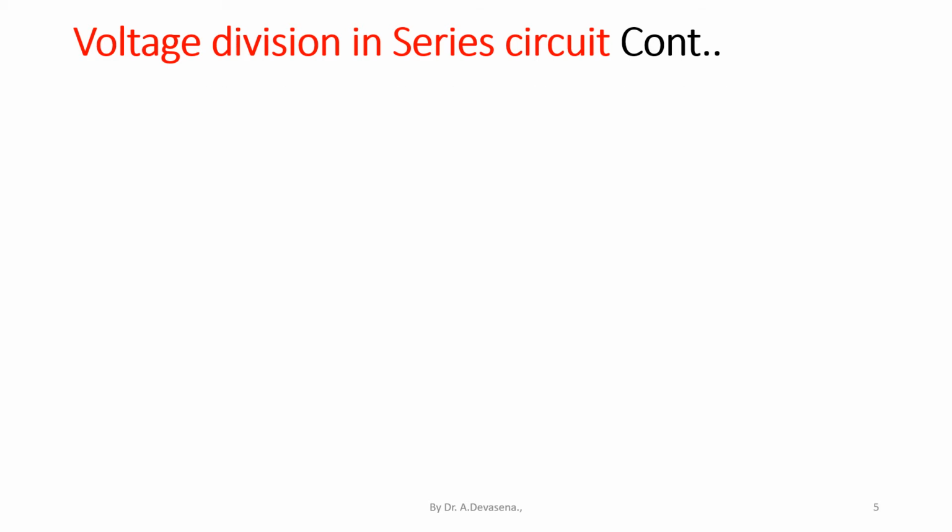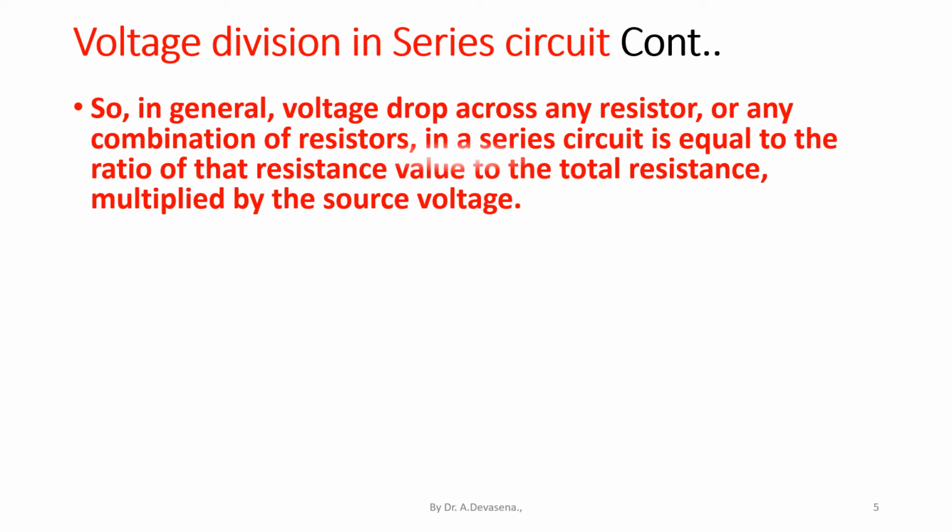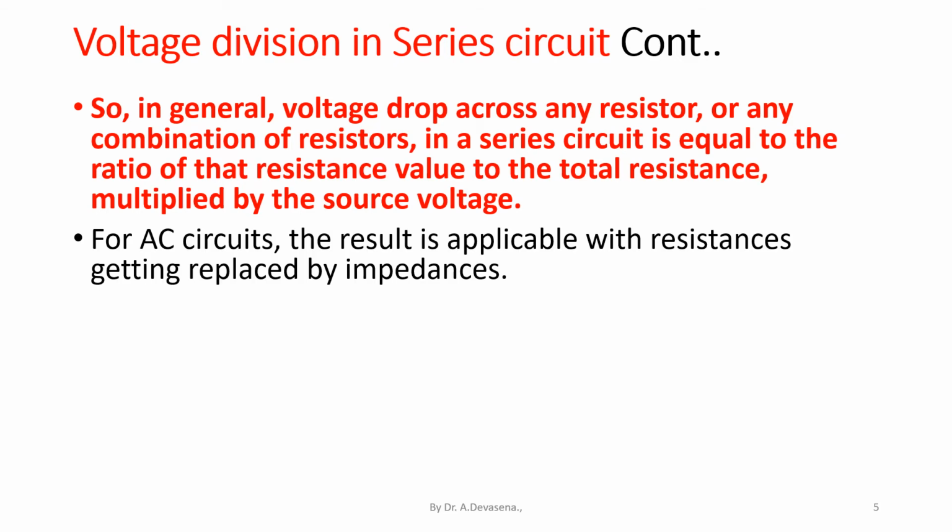So, in general, the voltage drop across any resistor or any combination of resistors in a series circuit is equal to the ratio of that resistance value to the total resistance multiplied by the source voltage.